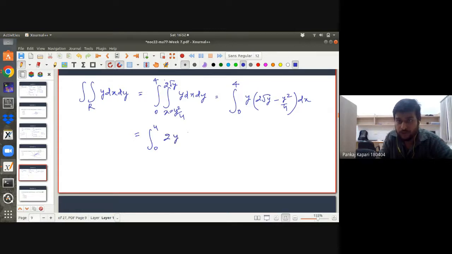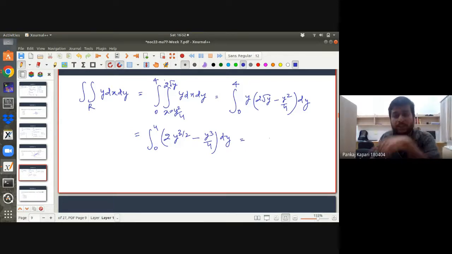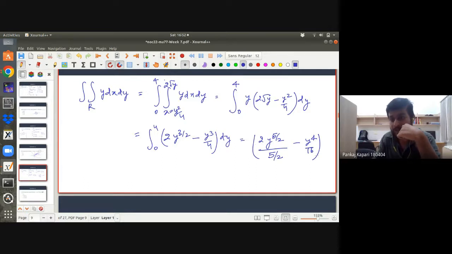So twice of y to the power 3 by 2 minus y cubed by 4. We have to integrate this function with respect to y, not x. So this is a typo. Okay, so what is the integral of y to the power 3 by 2? It is y to the power 5 by 2, and we have to divide by 5 by 2. So this is 5 by 2 and minus y to the power 4 divided by 16, taking limits from 0 to 4.